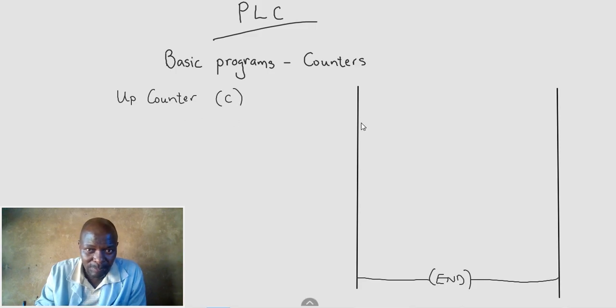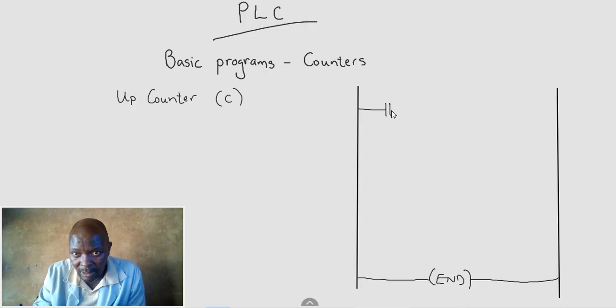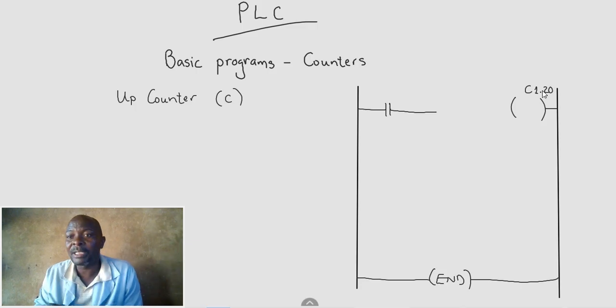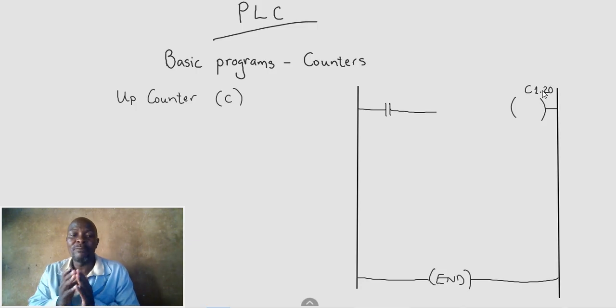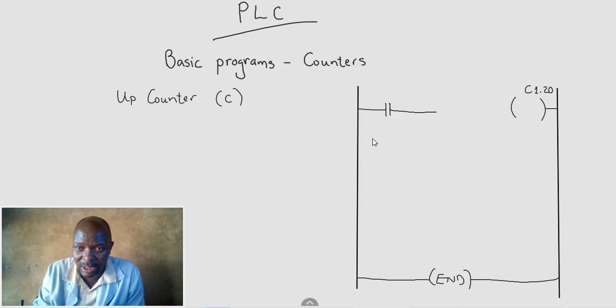For counters. Now, let's take a simple scenario where I just have an input. That input, every time it's energized, I want the counter to count. So let's call that C1. Just like the timer, we preset the what? The counter to a certain number. If you're supposed to count up to 20, we tell it. If you're supposed to count up to 100, we tell it. So let's say 20 is reasonable.